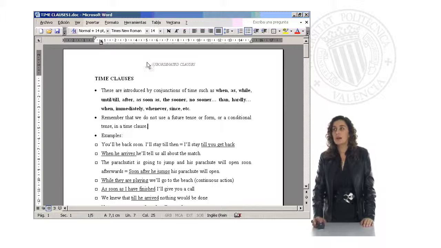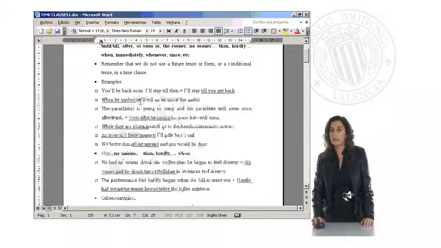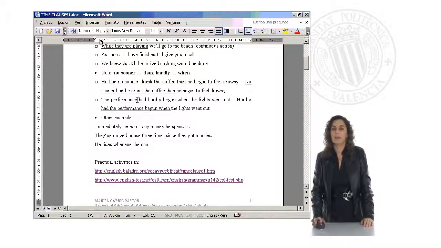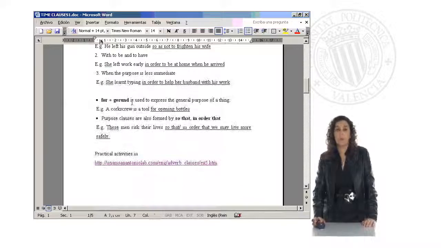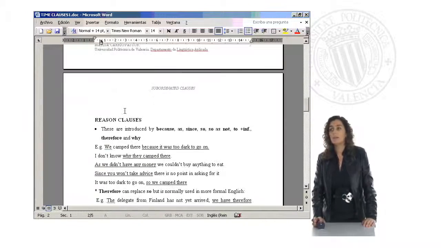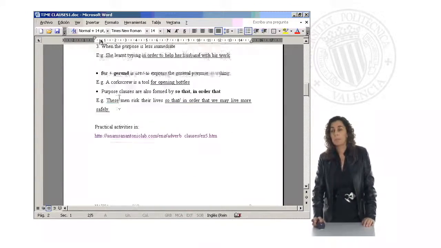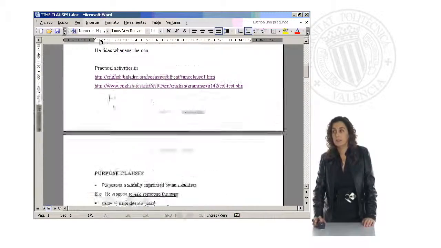Okay, well, I'm going to talk about subordinated clauses today. I'm going to talk about time clauses, the different kinds of time clauses, or the way we can express time clauses, purpose clauses, the way we can express purpose in English, and reason clauses. Just these three subordinated clauses.